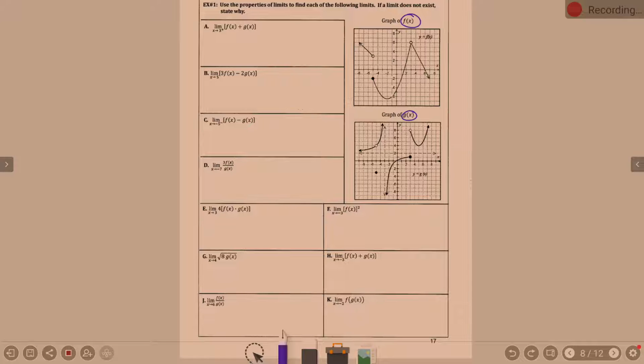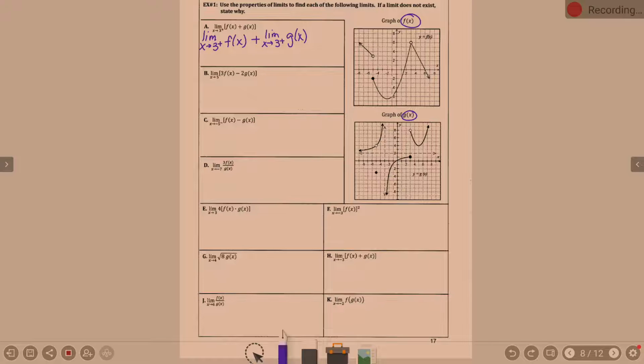So as we look at A, you have a limit of a sum there. The limit as x approaches 3 from the right of f of x plus g of x. Now, if we apply our limit property, that means this can be rewritten how? The limit as x approaches 3 from the right of f of x plus the limit as x approaches 3 from the right of g of x. And so the idea is you can take the limit of the sum and break it into the sum of two limits.